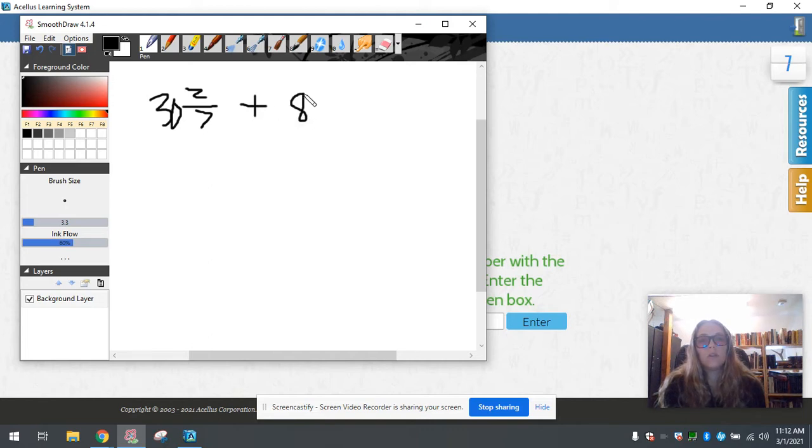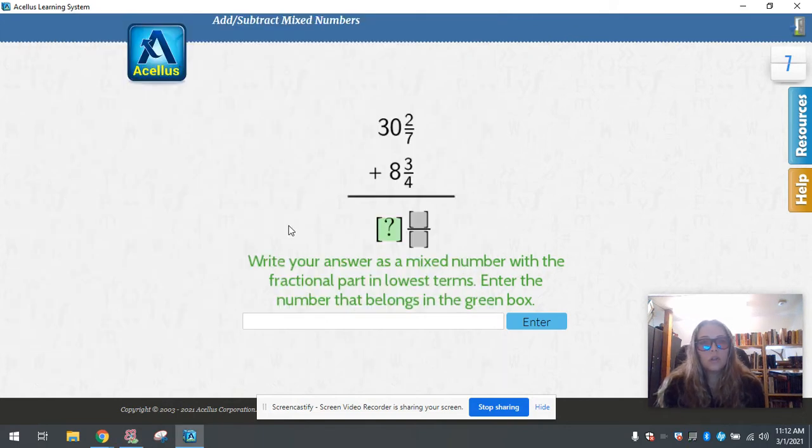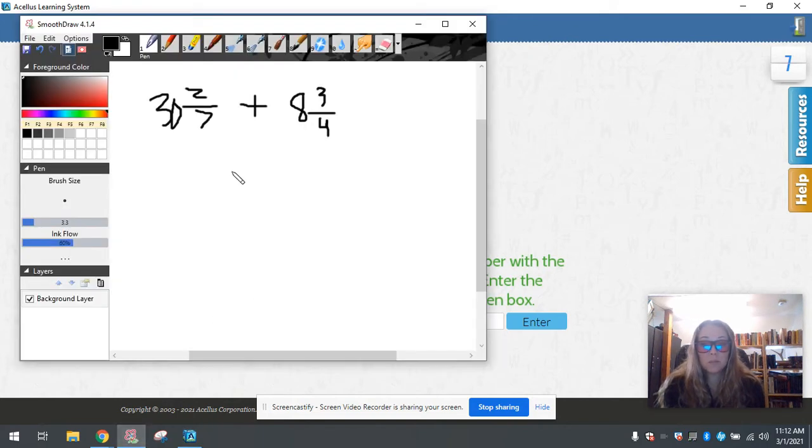Now the addition here is really straightforward. What we're going to do is the exact same thing with adding fractions. We're going to find a common denominator for our fractions. 7 times 4 is 28. And then we will cross multiply. That's a 28. So 4 times 2 would be 8. And 7 times 3 is 21.